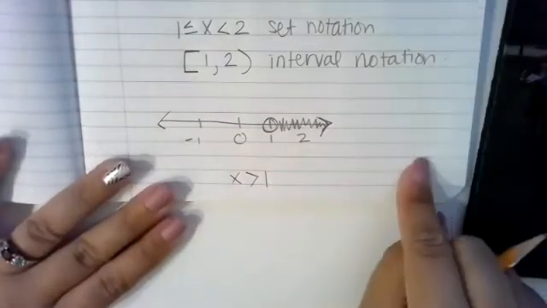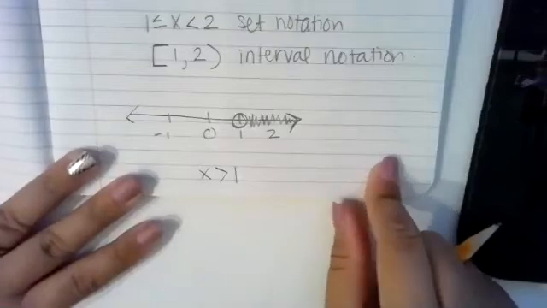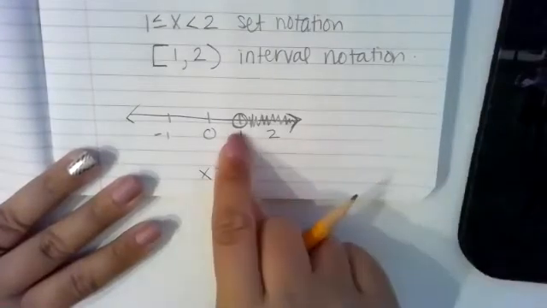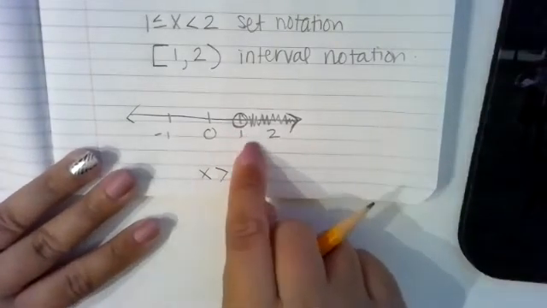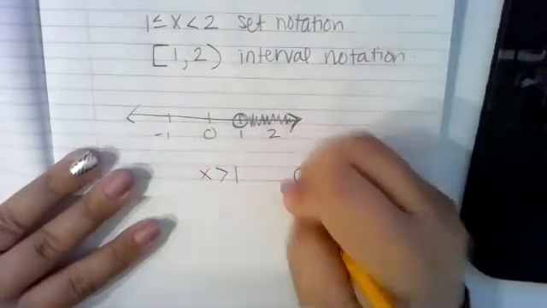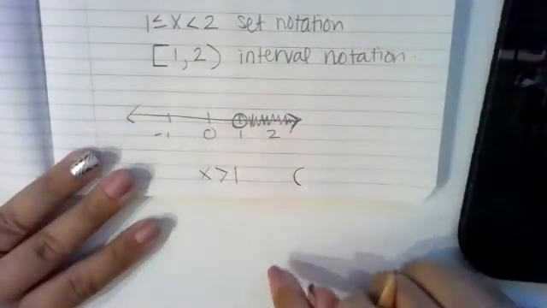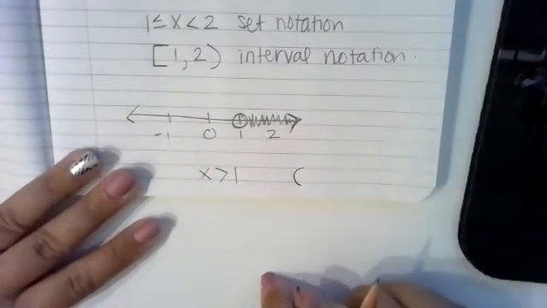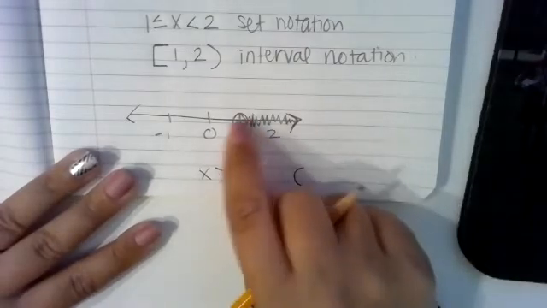Now, if I need to write the interval notation, I'm going to look at this again. I have parentheses because it's not a closed dot, and my parenthesis is going to start at 1.